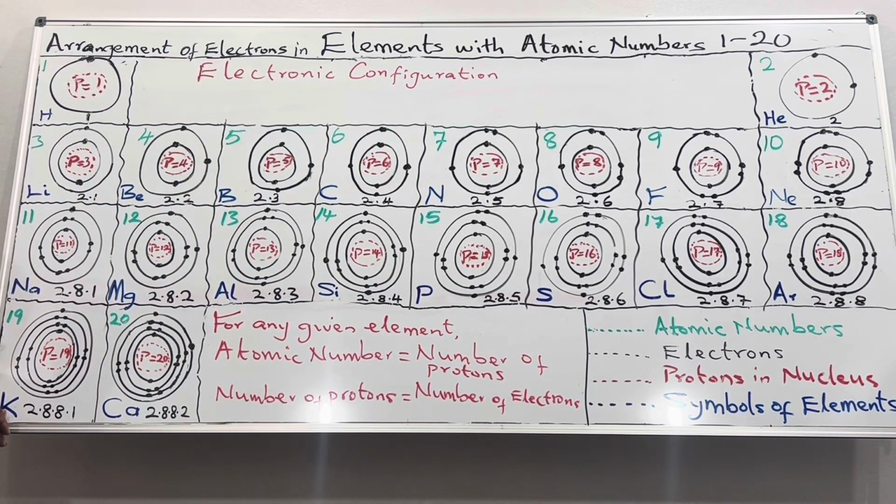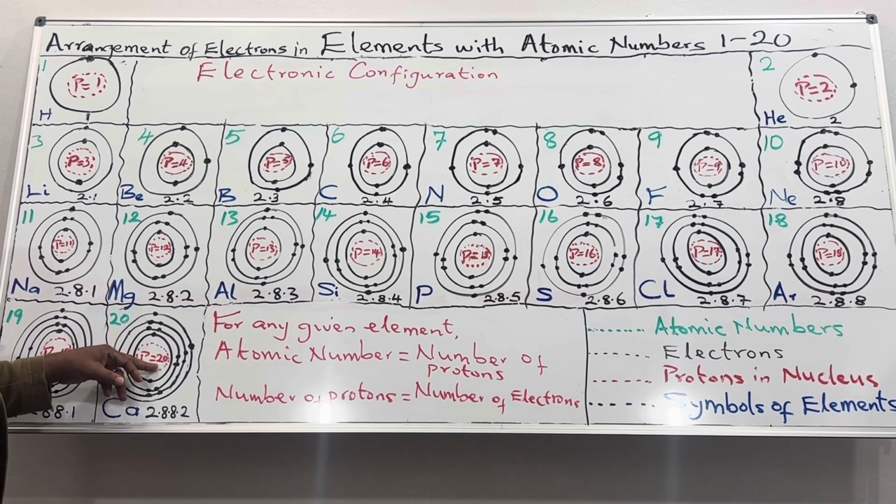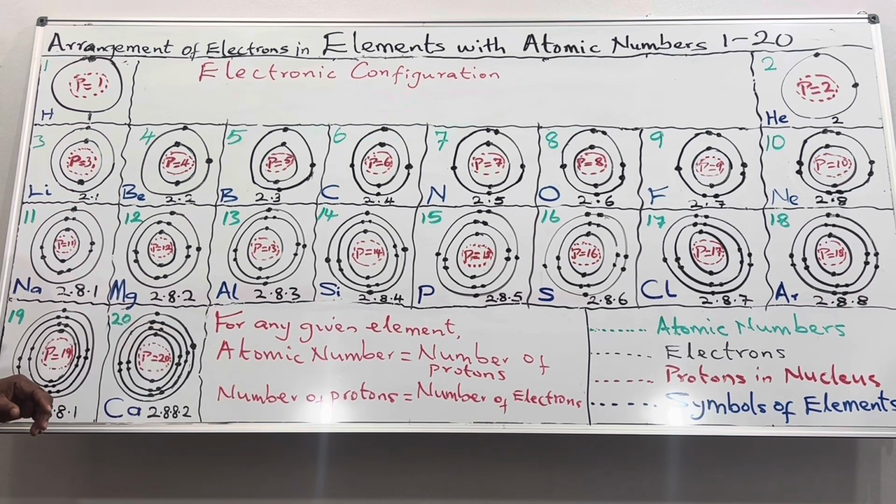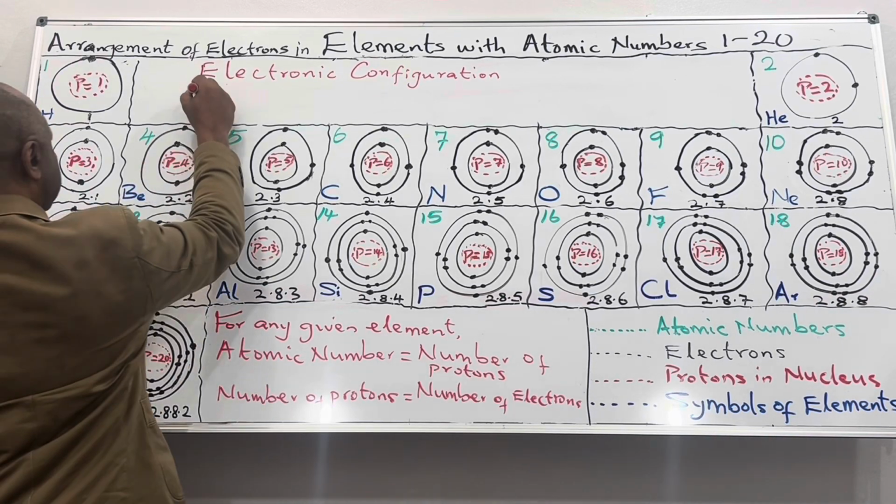Now in potassium, potassium has atomic number 19, meaning that it has 19 protons and 19 electrons. The first shell takes 2, the second shell takes 8, the third shell takes 8, and the last shell takes 1. The next element is calcium with atomic number 20, meaning that it has 20 protons and 20 electrons. The first shell takes 2, the second shell takes 8, the third shell takes 8, and the last shell takes 2. Electrons in the outermost shell are known as valence electrons.